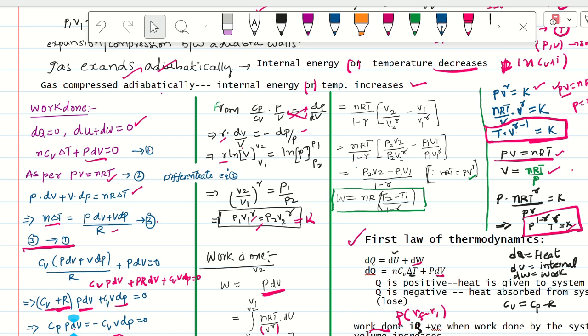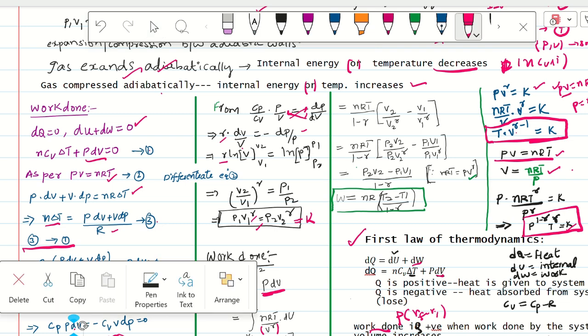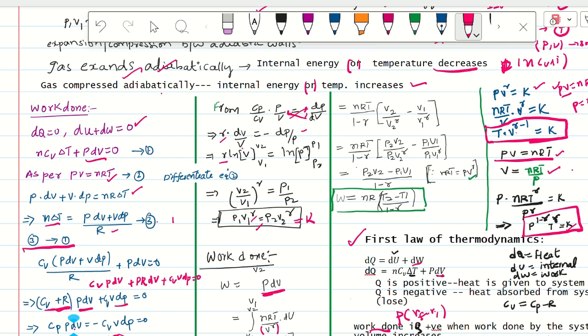So before going to work done, here I have given the work done subheading. But before going to that, the first law of thermodynamics applies here. According to the first law of thermodynamics, dq is equal to du plus dw. dq is equal to 0 in an adiabatic process. So du plus dw equals 0. du is equal to nCv delta T and dw equals PdV.